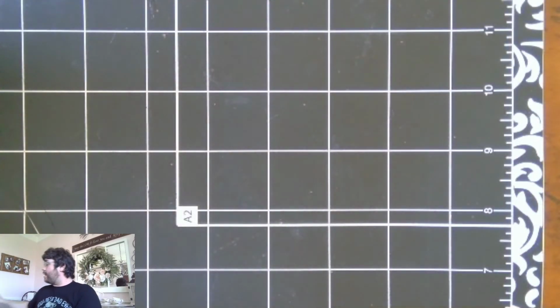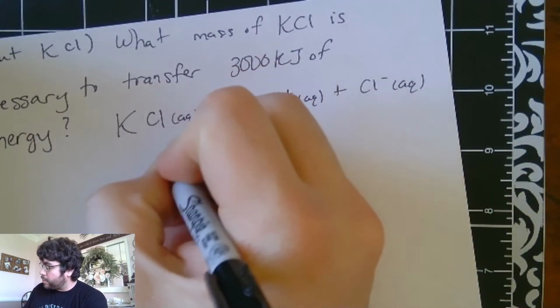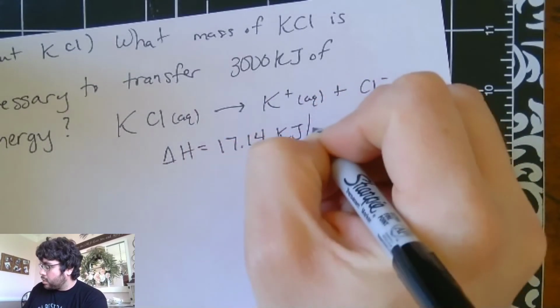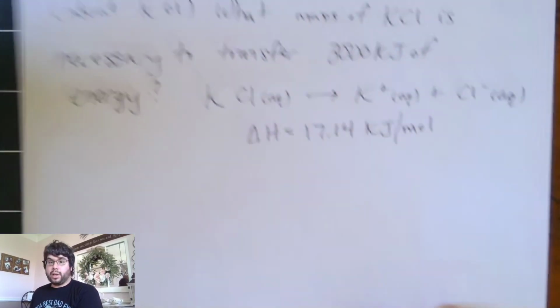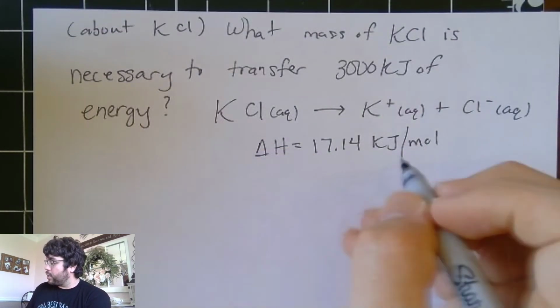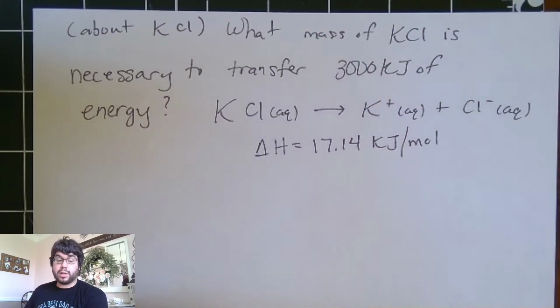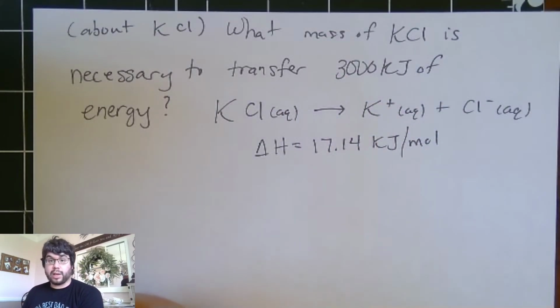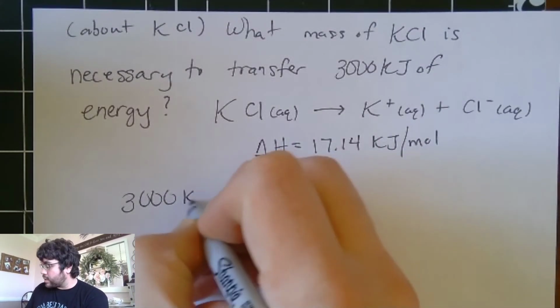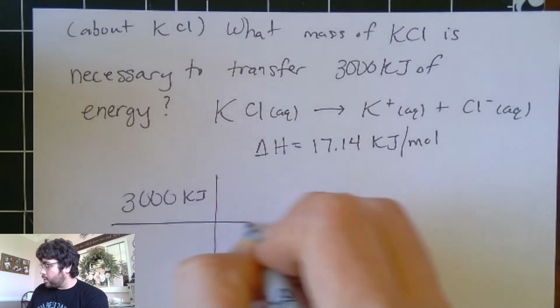Okay. Last question utilizes that number we just calculated. So our enthalpy is 17.14 kilojoules per mole. And the question is, what mass of KCl is necessary to transfer 3,000 kilojoules of energy? We just did something very much like this. So we're going to go from kilojoules to moles of KCl and then grams of KCl. So 3,000 kilojoules, that's how much energy we want to transfer in this problem.